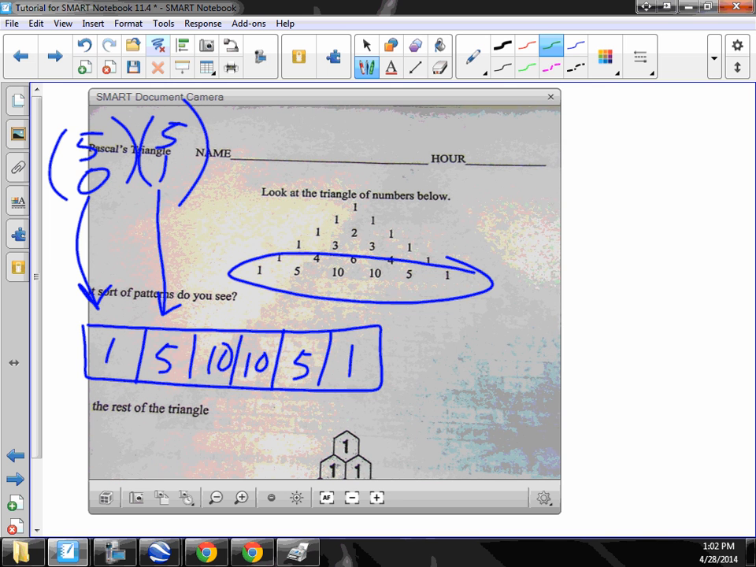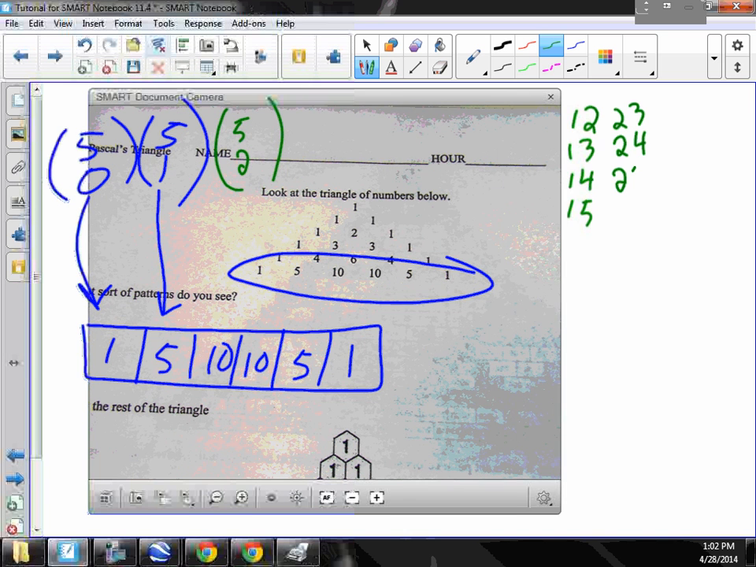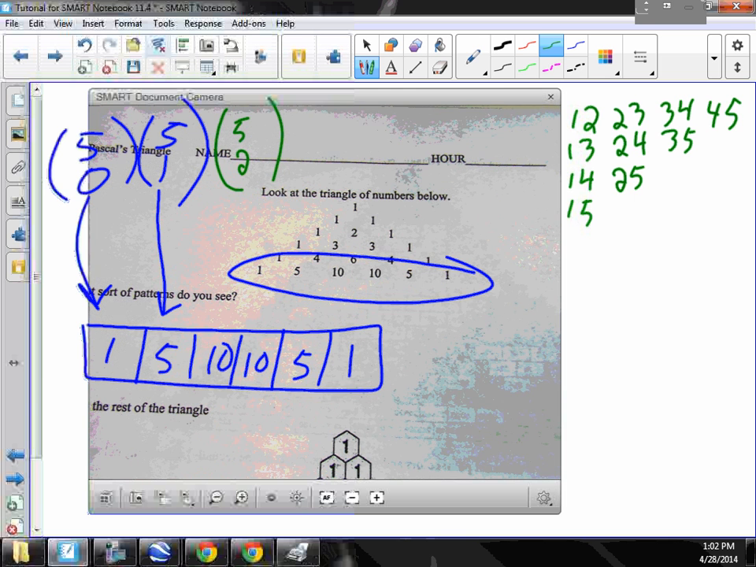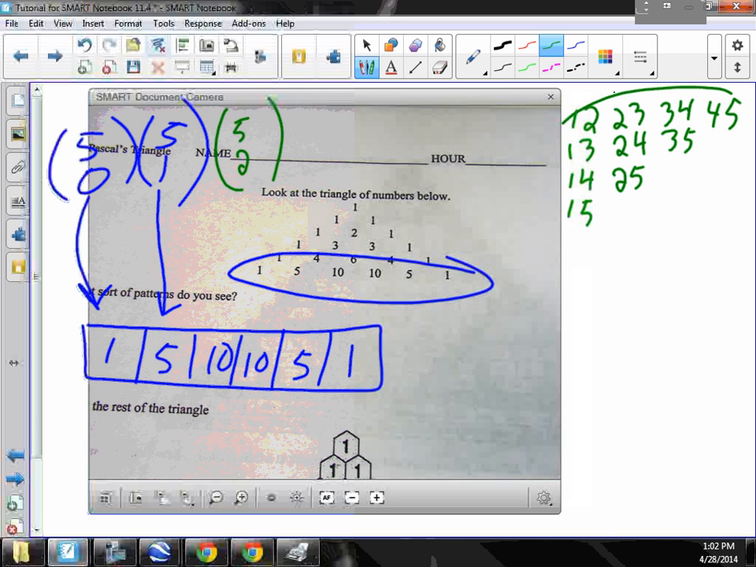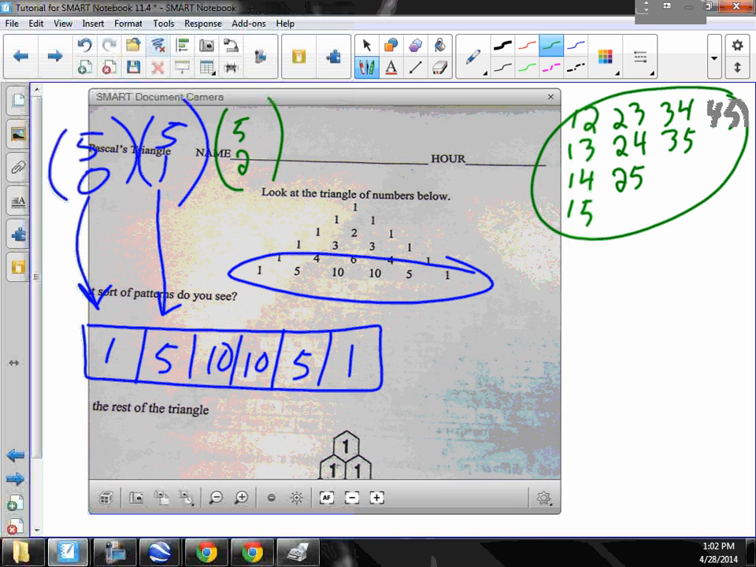What about 5 choose 2? 1, 2, 1, 3, 1, 4, 1, 5, 2, 3, 2, 4, 2, 5, 3, 4, 3, 5, and 4, 5. So there are 10 ways to take 2 books to school. Some of you aren't paying attention back there. How many ways are there to take 3 books to school? Why is it 10?